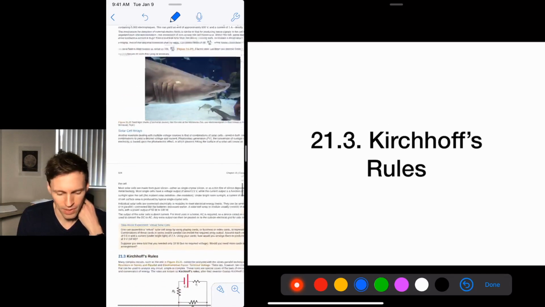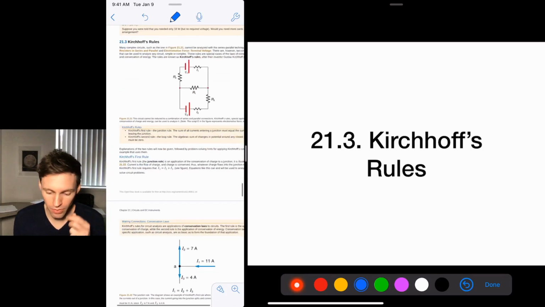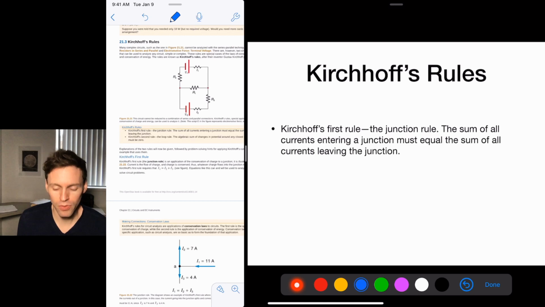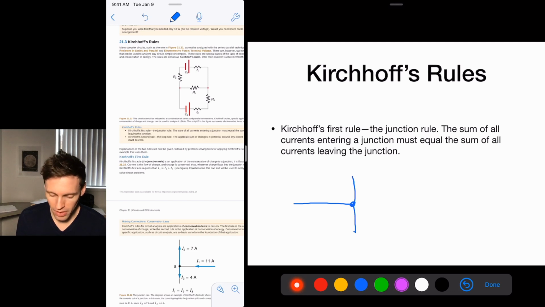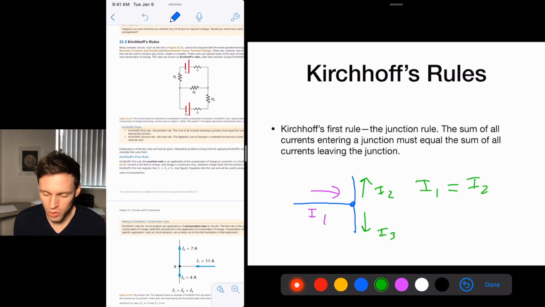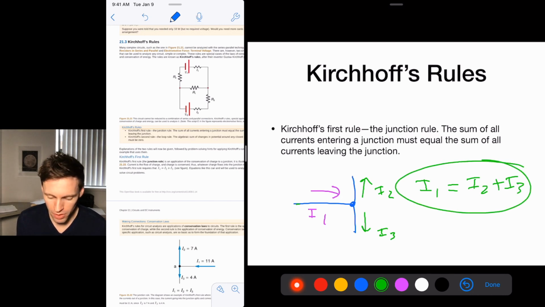That makes sense. Okay, so Kirchhoff's rules. Kirchhoff's first rule is called the junction rule. It means that all the current coming into a junction before it splits off to go parallel has to equal the current leaving that junction. So if we call this I1 and this I2 and this I3, then I1 has to equal I2 plus I3. That's a relationship: all the current coming in has to be accounted for coming out.